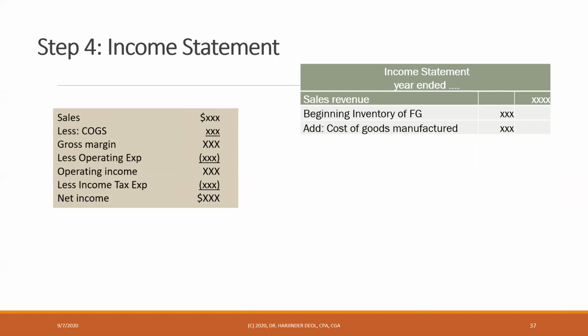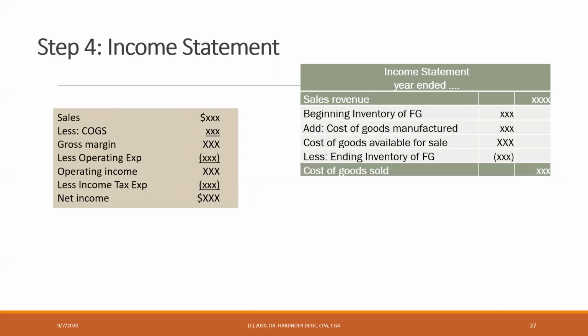Beginning inventory, add cost of goods manufactured, gives us cost of goods available for sale. From this cost of goods available for sale, take away ending inventory of finished goods, and we get cost of goods sold. Sales revenue minus cost of goods sold gives us gross margin.